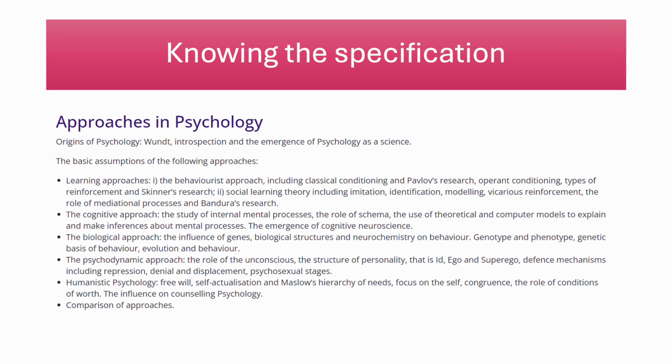So social learning theory is the second learning approach which you are expected to know and be able to apply and evaluate. It's section II on the specification, and as you can see, it states you need to know social learning theory, including imitation, identification, modelling, vicarious reinforcement, the role of mediational processes, and Bandura's research.